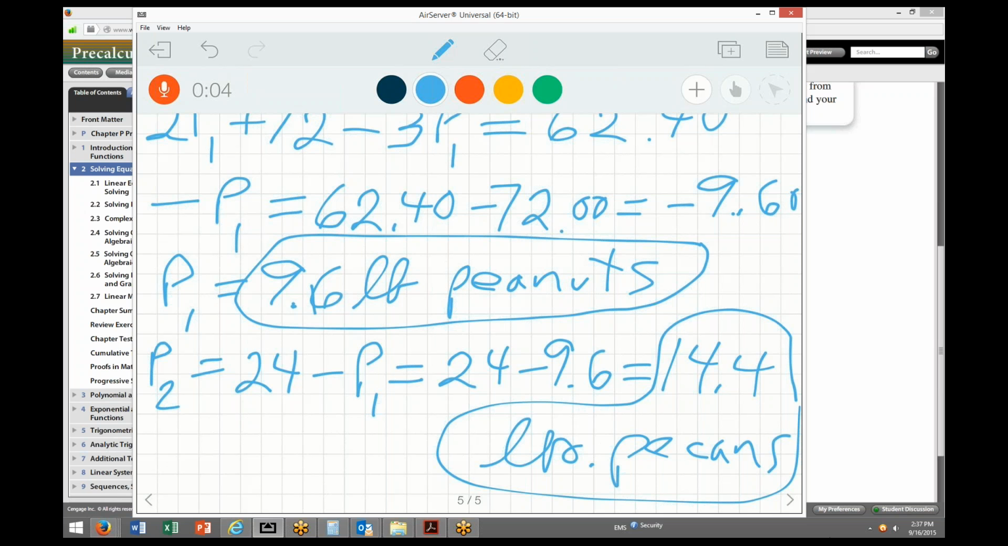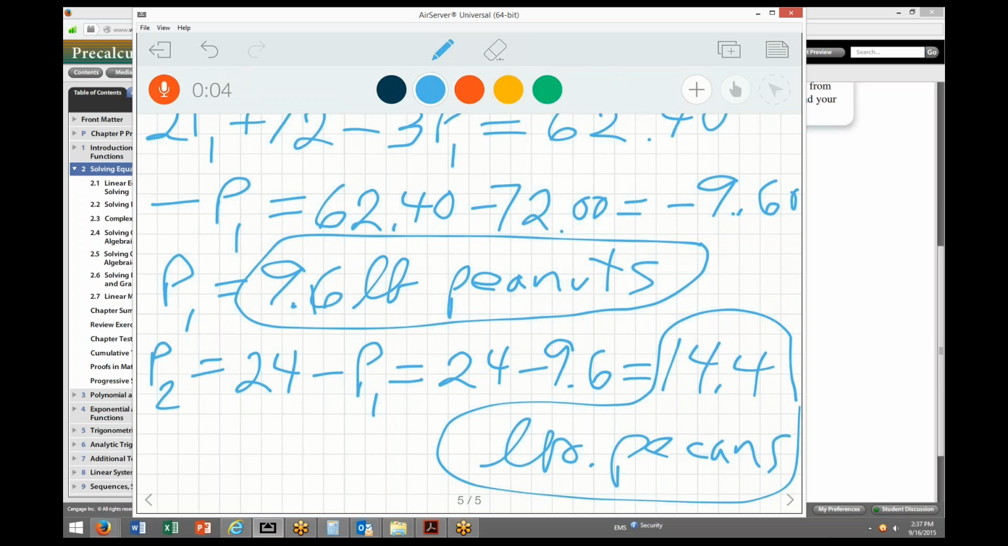We started off with a mixture of peanuts at $2 a pound and pecans at $3 a pound, with a grand total of 24 pounds of both of them mixed together at an average cost of $2.60 a pound. And we just set up an equation and solved the equation, and we found out how much P1 was, 9.6 pounds. So there's 9.6 pounds of peanuts in the mix and 14.4 pounds of pecans in the mix.